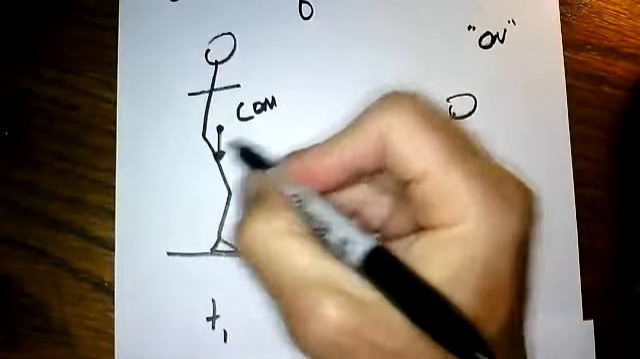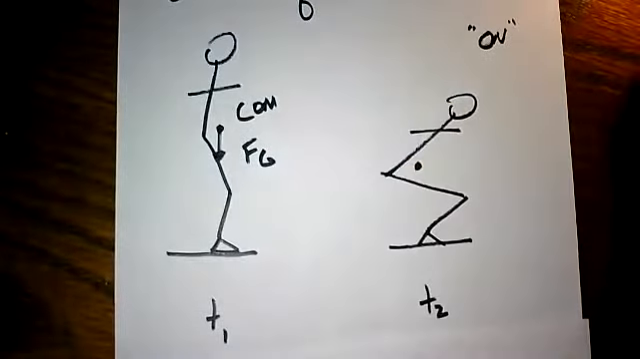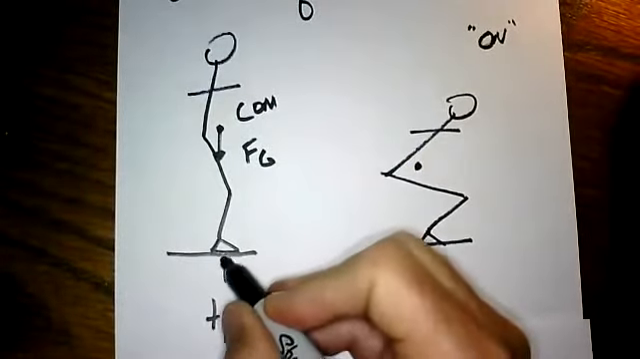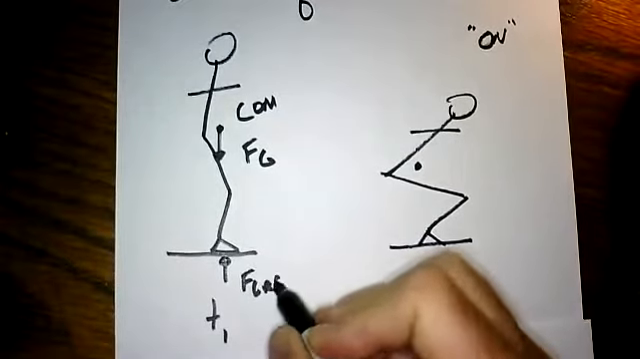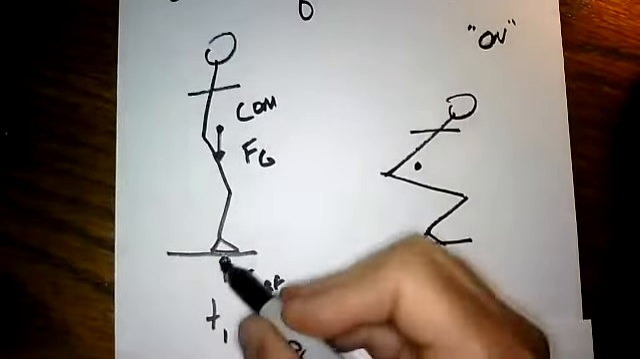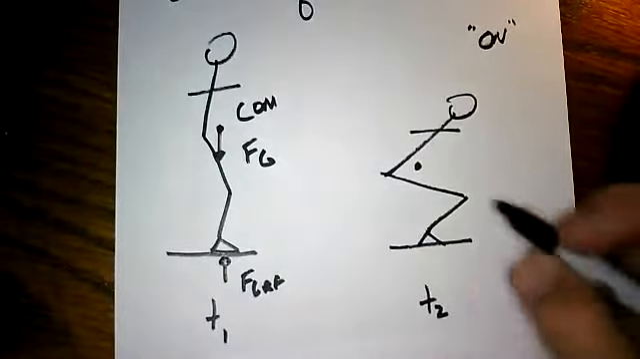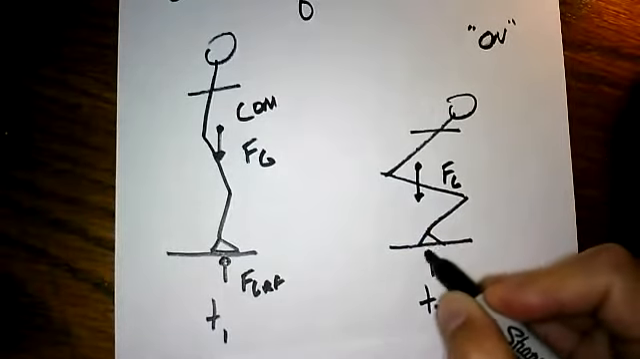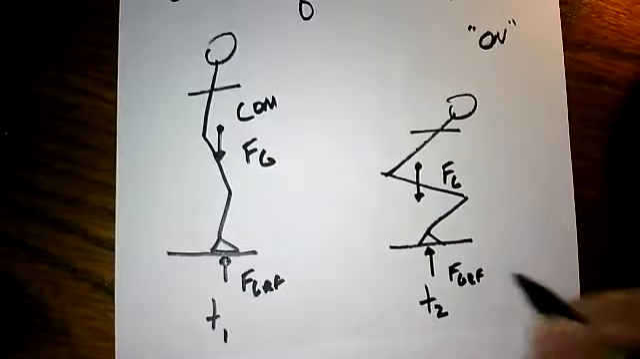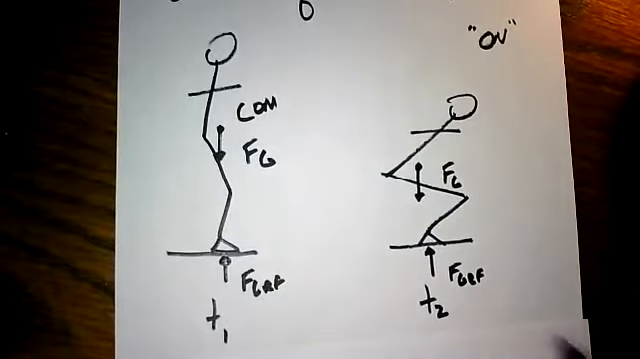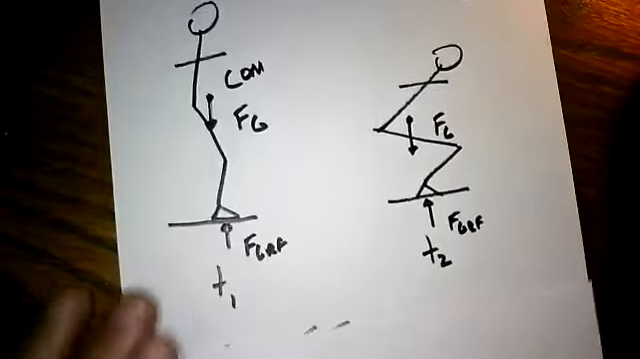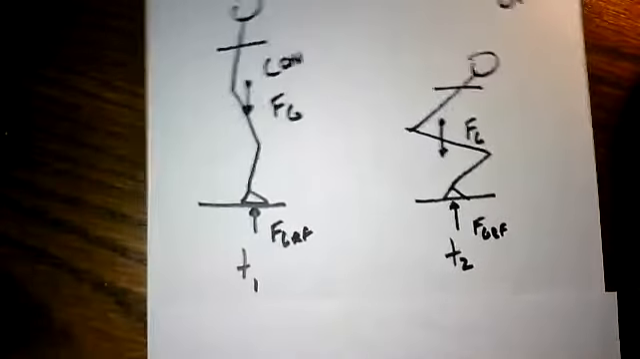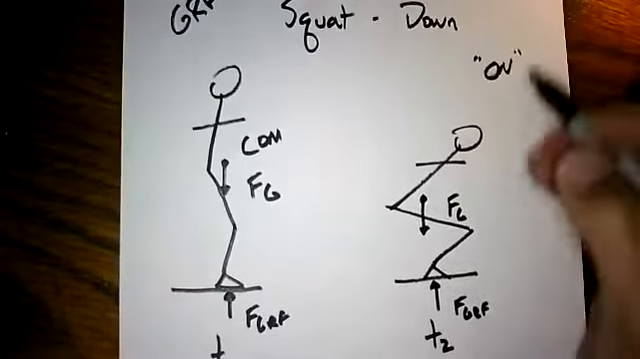Well, I have Fg pulling downward on the person, and I've got FGRF pushing up on the person. Those two forces exist over here as well. Fg is the same magnitude over here, and I've got FGRF here too. What I want to do is really try to understand this ground reaction force magnitude during a squat maneuver. And what we'll see is that these two forces are not always equal to each other, but these are the two forces acting on the object.